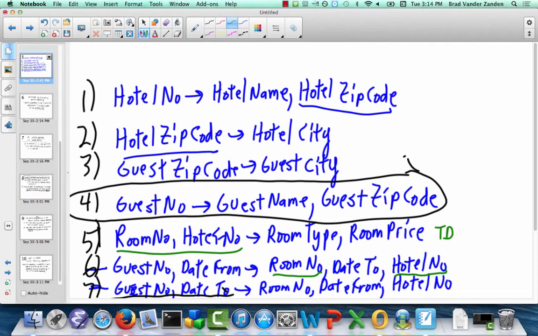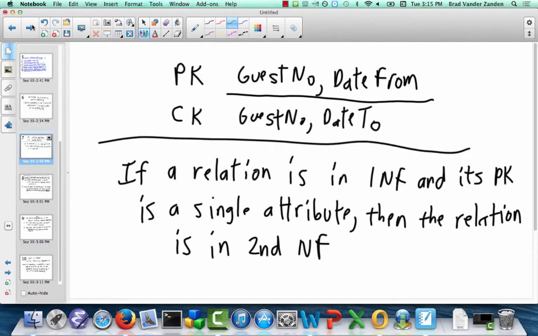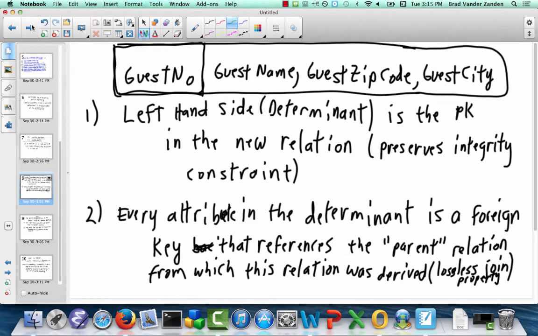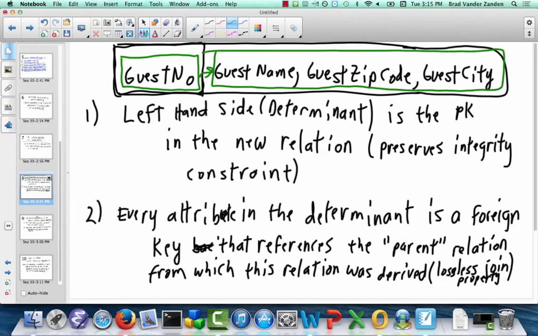So if we look at number one, yes, number one is also a transitive dependency because of hotel number. Okay. Now, here's the nuance. So we see guest zip code going to guest city, but it doesn't appear in six, right? But when we went to this new relation right here, this became a primary key. Guest number became a primary key determining these three things.